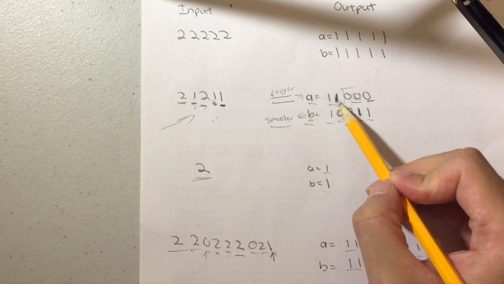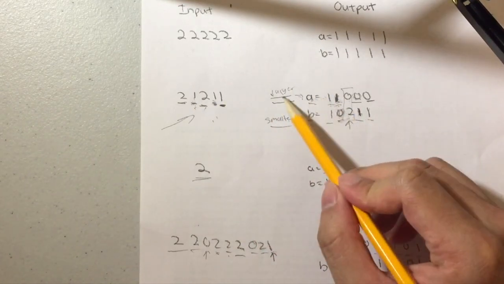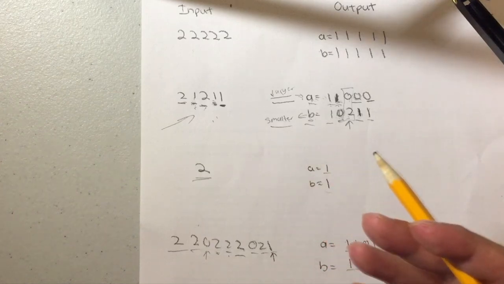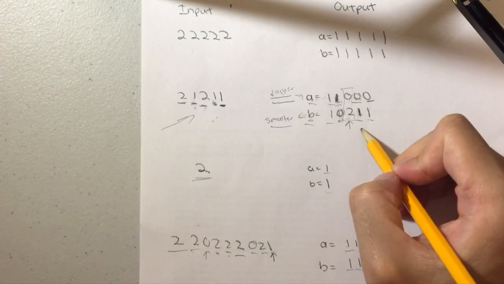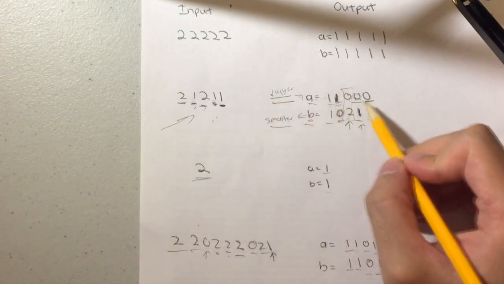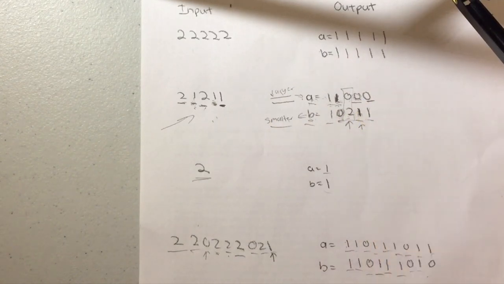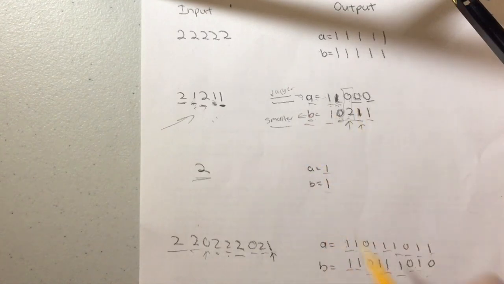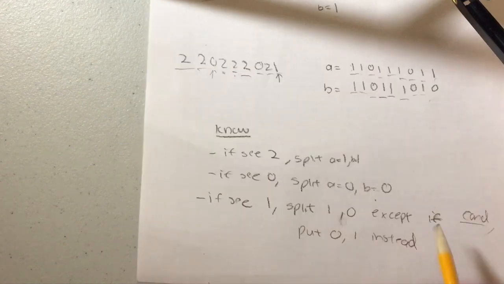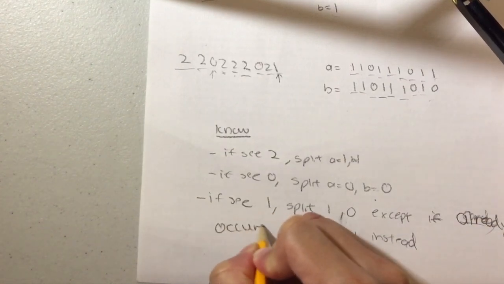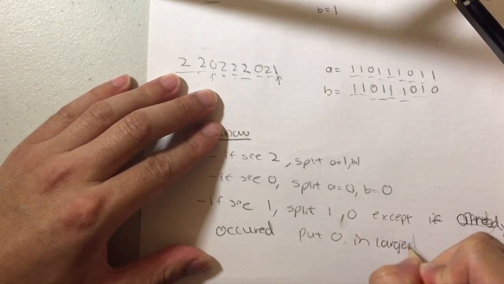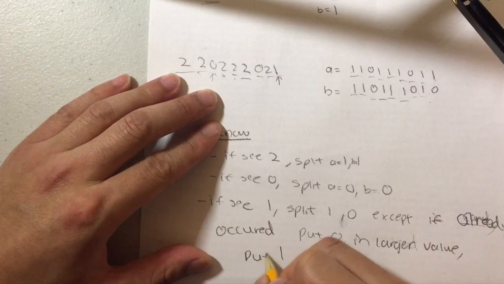If we see a 1 and a 0, they put 1 and 0. So they have a larger number and they put 1 and 0. Then later on, there's a 2 here for some reason, and I don't know why. But that's just how it is. Then for 1, they put 0, 1, but differently. So they put 0 into the larger value and 1 into the smaller value. That's what they did. So our condition right here: split into 1, 0, except if already occurred, put 0 in larger value, put 1 in smaller value.